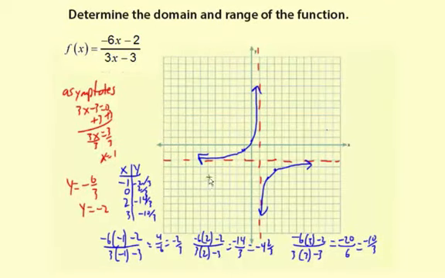Determine the domain and range of the function. And here I still have the function graph showing from the previous example. And what we need to do here is figure out the domain and range. First of all, let's look at the graph.